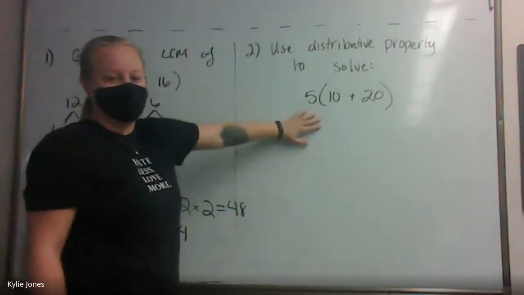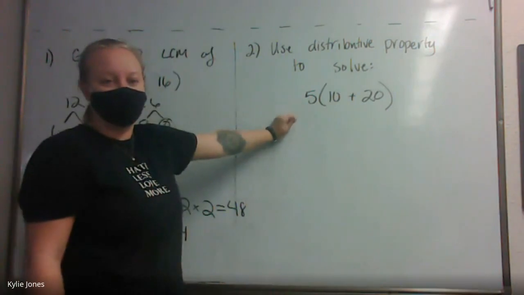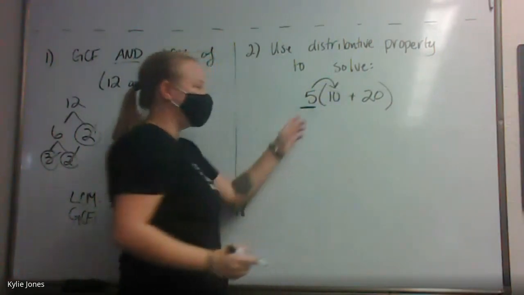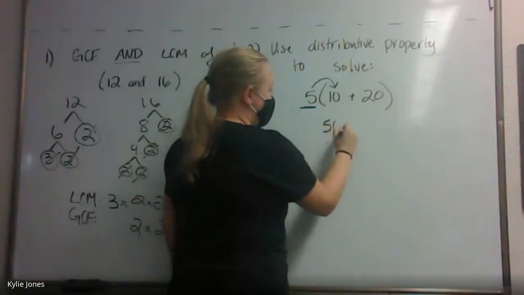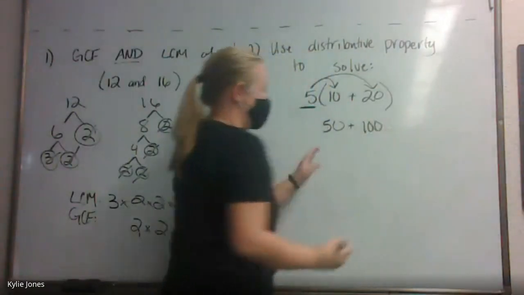Now let's do our distributive property. We haven't talked about this one in a few weeks. What do I do with these numbers? What am I supposed to do? Multiply 5 and 2. Good. Take the 5, multiply it by the 10. What is 5 times 10? 50. We keep that, and then we multiply 5 times 20. What is 5 times 20? 100. And now we add. Our answer is 150. Good.